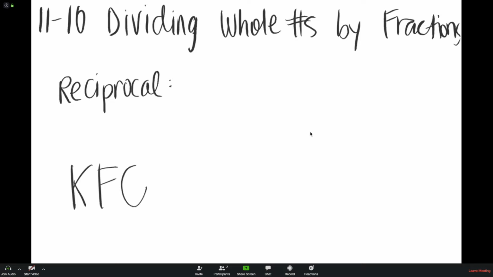Hey kiddos, so today we are going to do a new lesson. We are starting topic 11-10, which is dividing whole numbers by fractions. So in 11-9, we dealt with changing a regular division problem into a fraction and how we can also represent that answer as a decimal. So today we're actually going to start doing problems with fractions and dividing.